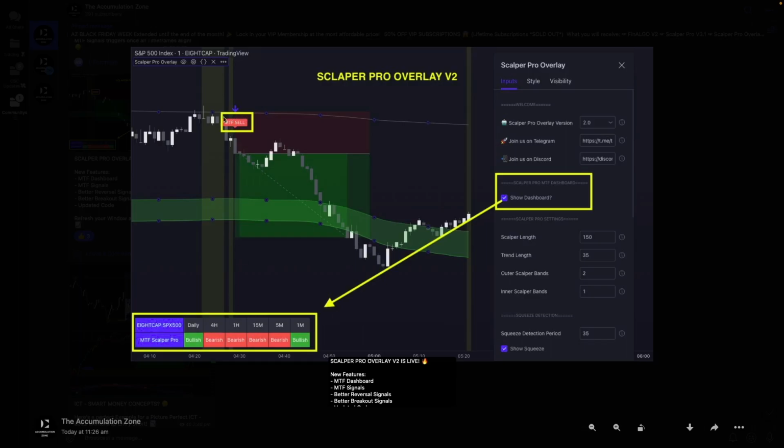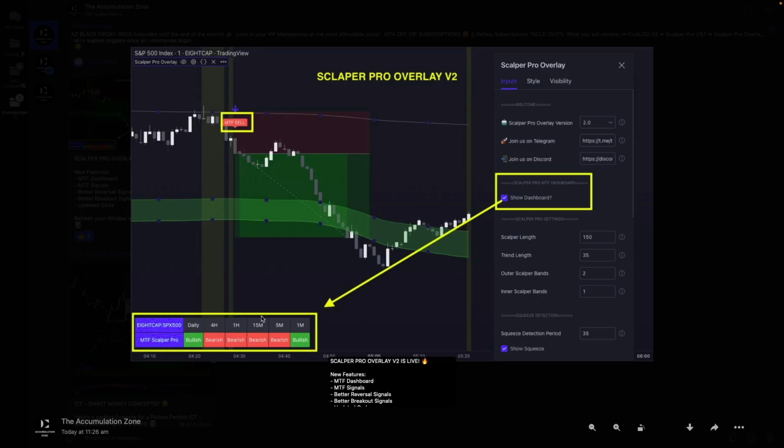And we also have a new multi-time frame sell and buy signal that basically lets you know when all the time frames align. So if the daily all the way down to a 1-minute time frame aligns right here, that's a S&P 500 index 1-minute chart, we get a multi-time frame sell. And this morning it would have worked out beautifully.